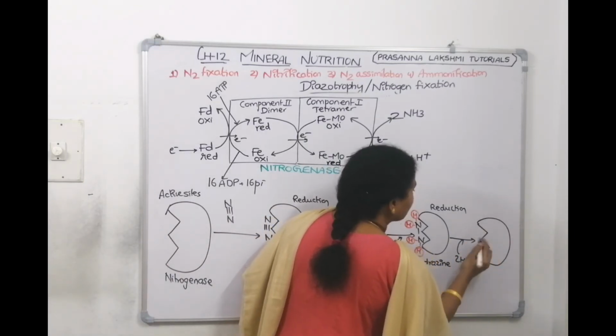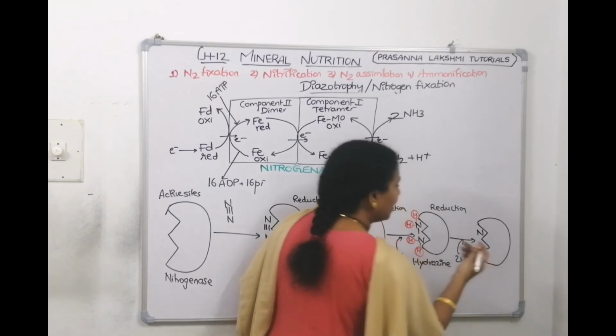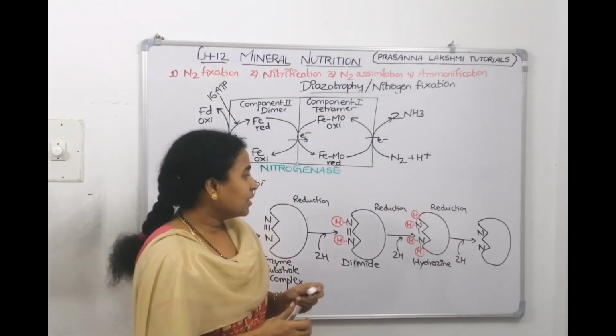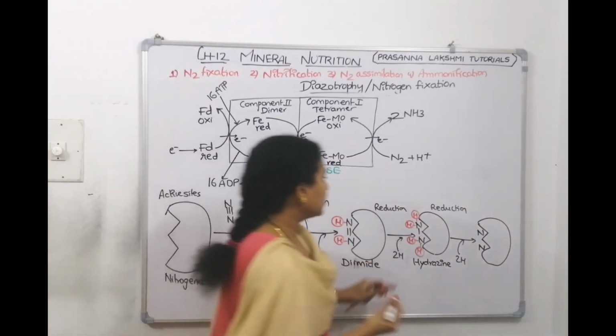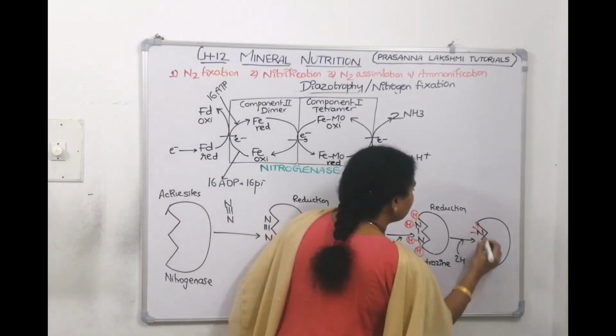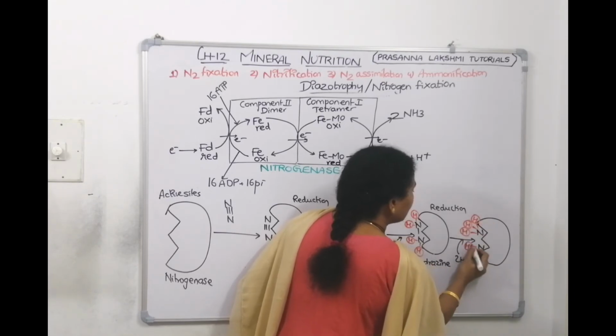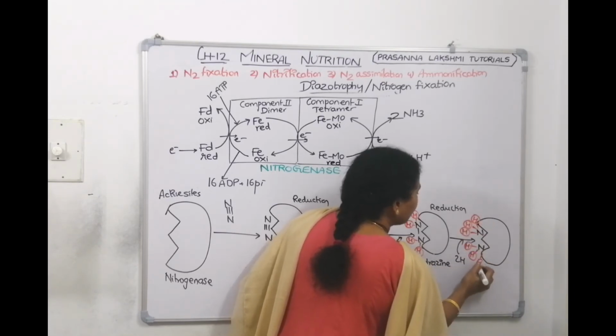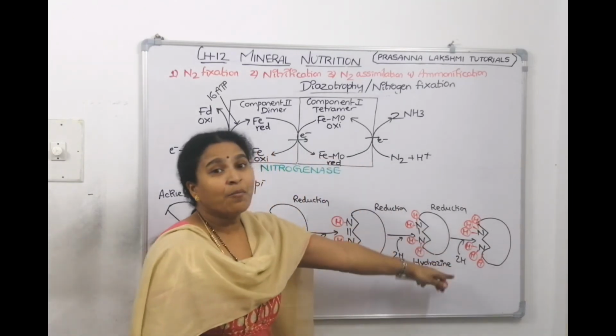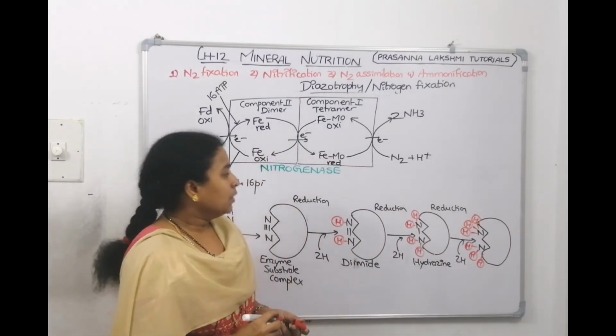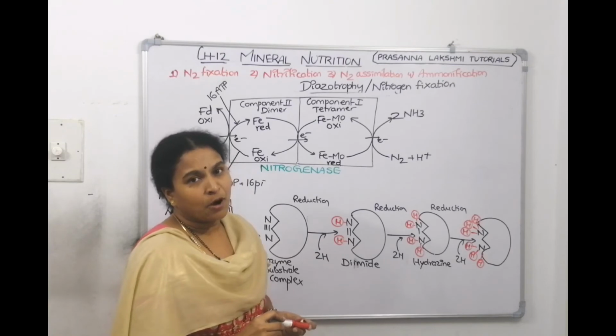Then what happens? N and N. Bond is not there. Then all the 3 hydrogens can bind. So 1, 2, 3. First hydrogen, second hydrogen, third hydrogen. 2 ammonia molecules are formed, right?